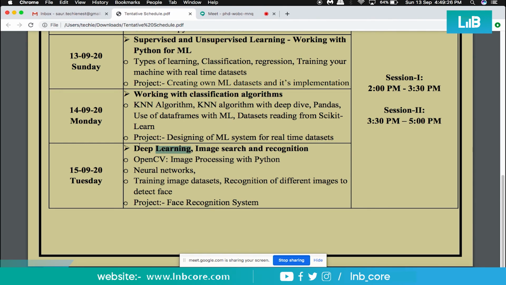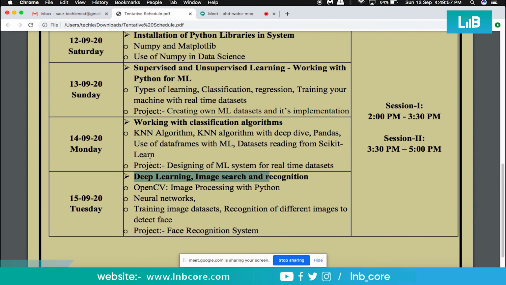Then tomorrow only I'll tell you the theoretical topic, theoretical analysis upon deep learning, image search, and image recognition, all three of them. So deep learning requires neural network. What is neuron? What is neural network? How does it work? How does it work in Python, and what is the formula of working with those neurons basically. And for tomorrow and the day after tomorrow, please try to install OpenCV.